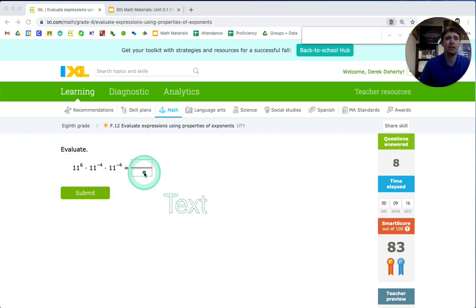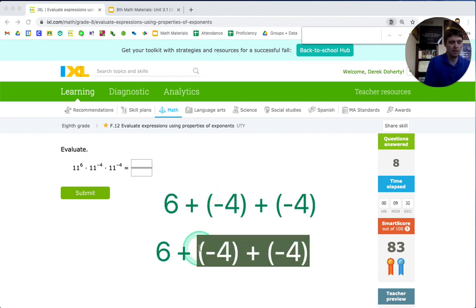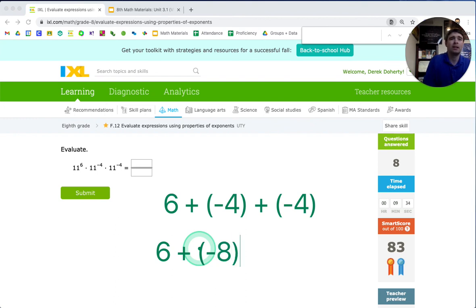I'm multiplying the same base, so I can do 6 plus negative 4 plus another negative 4 for that last exponent. And I know that negative 4 plus negative 4 just makes negative 8. When I add two negative numbers, I can just combine them to be a negative 8 in this case. And I know this really just means 6 minus 8. That's what 6 plus a negative 8 is. So that gives me a negative 2. So this has told me that my answer, when I do this stuff out, I'll switch to a different color, is going to be 11 to the power of negative 2.